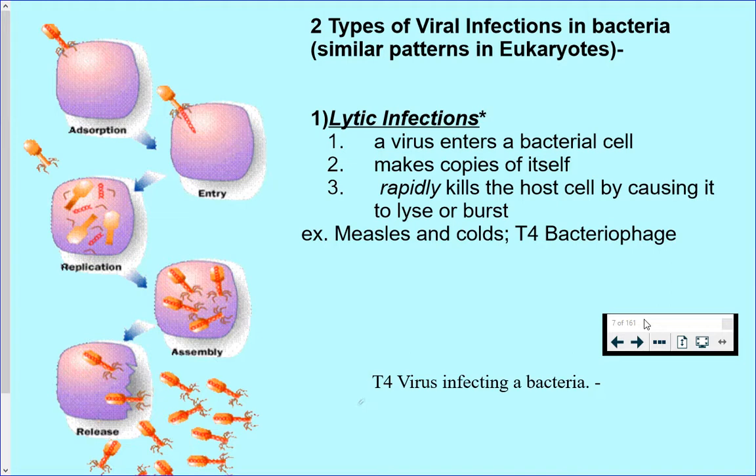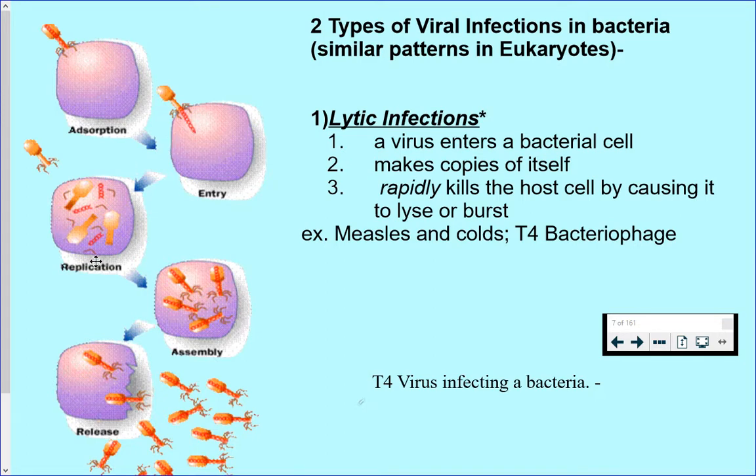Now we're moving on to lytic infections. And so on your notes for today, this is over on the right side that says 2 types of viral infections in bacteria. So this is bacteria being infected by viruses, but it works in a similar way in eukaryotes like us and other animals and plants. So the first infection is called a lytic infection. And so you'll see in the picture here, the bacteriophage, this is the bacteria cell, this is the virus. The virus attaches to the cell and injects its DNA into the cell.